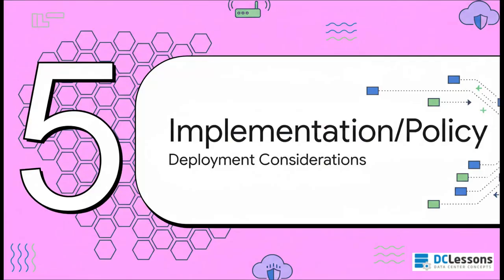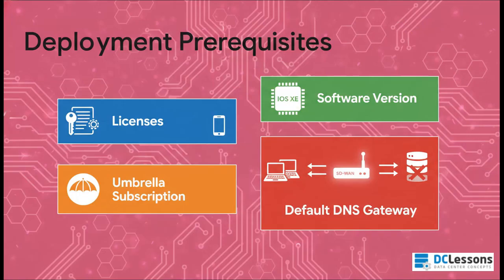All right, let's get to our final section, implementation and policy. This is all about what you, as the network operator, really need to know before you start rolling this out. First up, the prerequisites. You're going to need the right licensing, of course, including a Security K9 license on your device. You'll need an Umbrella subscription and a reasonably modern version of IOS XE software. But maybe the most important thing here is that your SD-WAN device has to be the default DNS gateway for your endpoints. If clients are pointed somewhere else for DNS, their traffic is just going to bypass this protection completely.